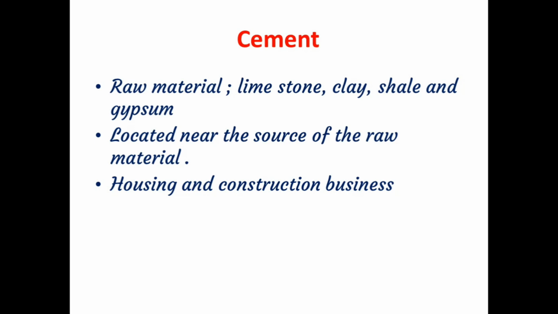Why? Because the raw material used in these industries is bulky and in large quantities. That is why these industries are located near the source of the raw material. And this product is mainly used for housing and construction businesses. Cement's raw materials are limestone, clay, shale and gypsum, and the industries are located near the sources of raw material.